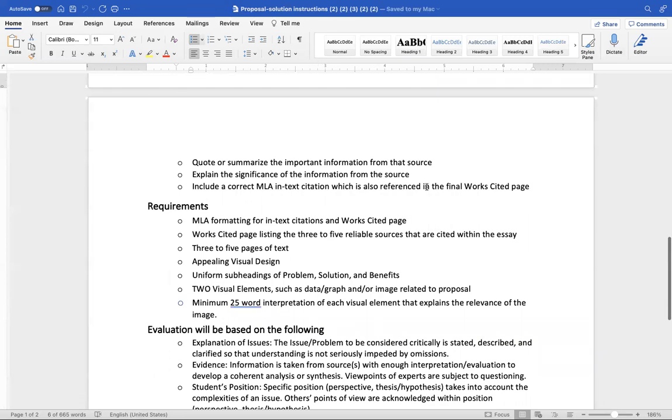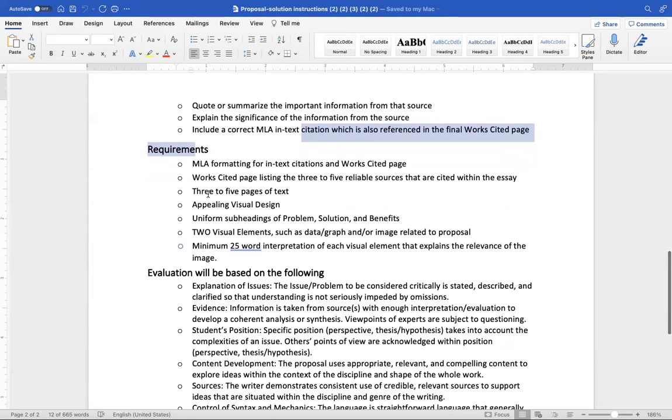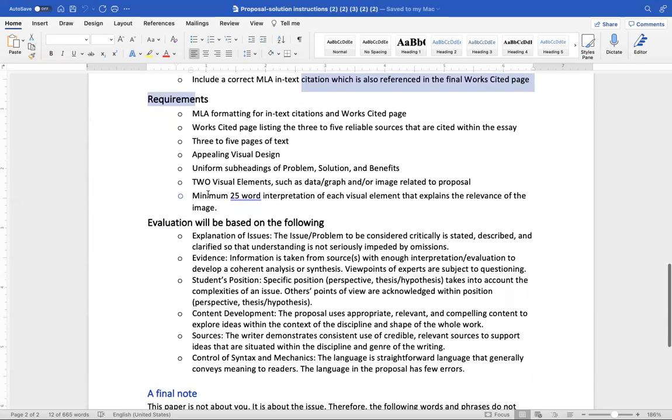Explain the significance of the information from the source. How does that fit in to your plan or your overview or your solutions? And you need to have a correct in-text citation. Now, when you're revising and editing each other's, you need to really check for this. Some of you are wonderful about it, but then again, I would say 90% of you are not. You still don't pay attention to how your in-text citation should be formatted, and you need to do that for this.